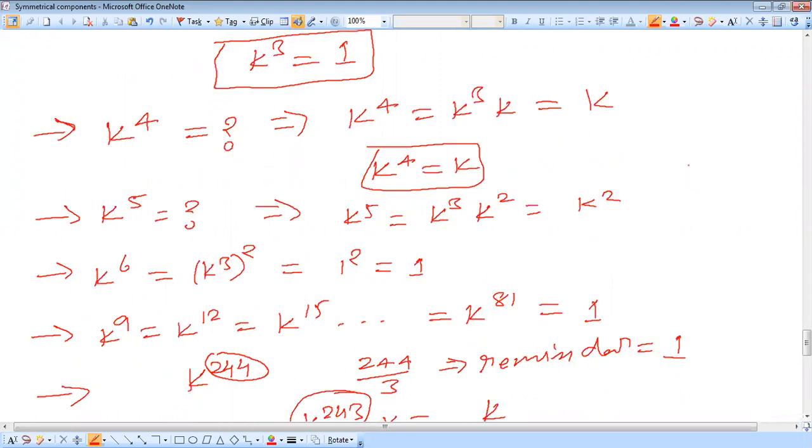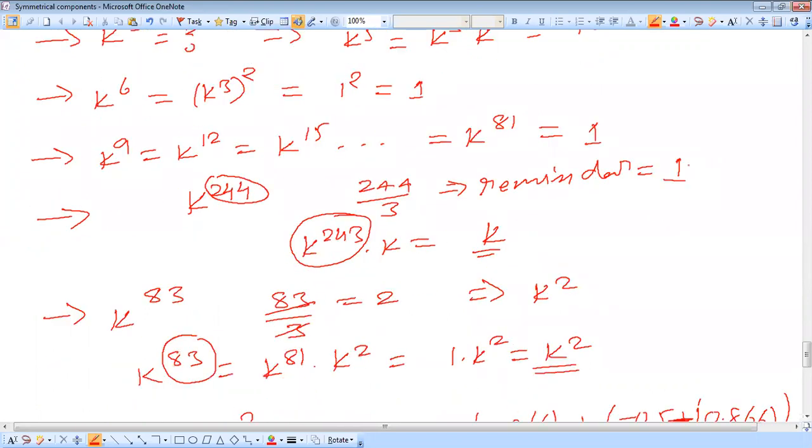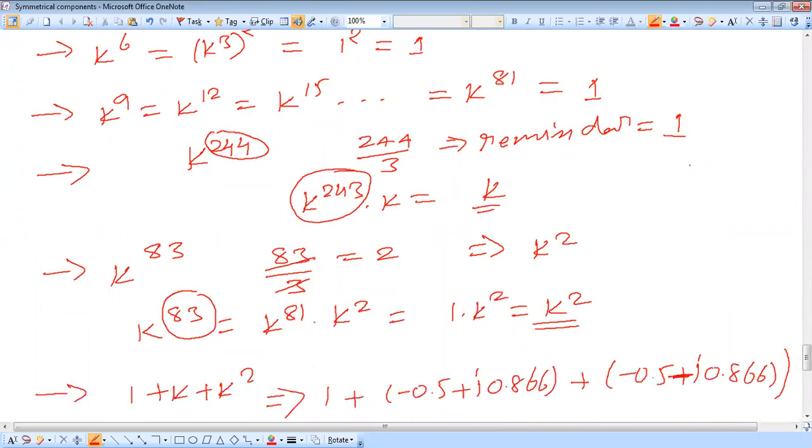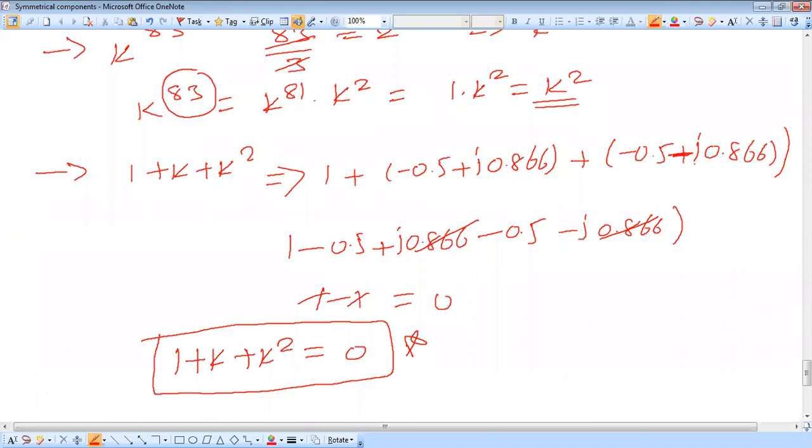Or for multiples of 3, multiples of 3 power always equal to 1. This is about k power 9, k power 12, k power 15, up to k power 81, all are equal to 1. And what is k power 83? We can write 83 divided by 3, how much remainder we get? 2. That value equals k square. Similarly, what is 1 plus k square? That equals 0. You have to remember this 1 plus k square.